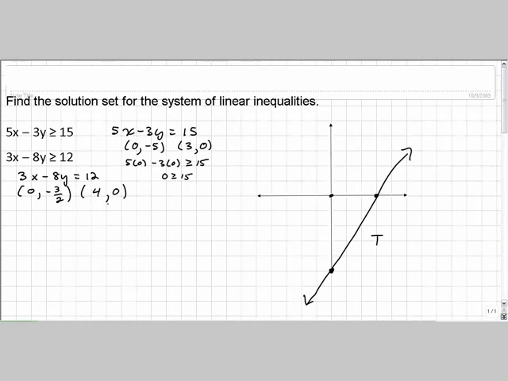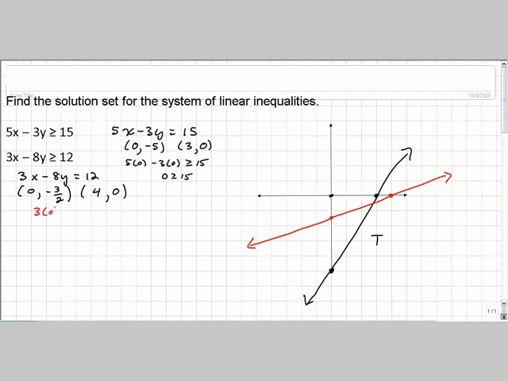So we have (4, 0), and we have (0, negative 3 halves). Negative 3 halves is about negative 1.5. And so we'll graph the line through these two points here.